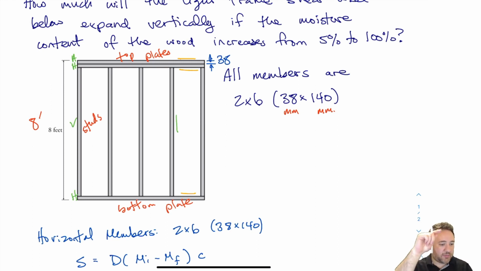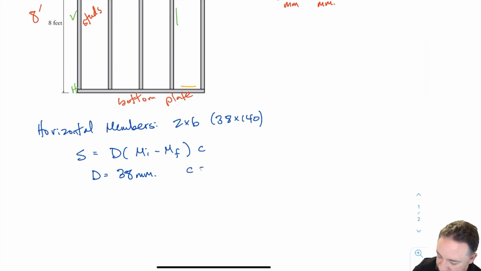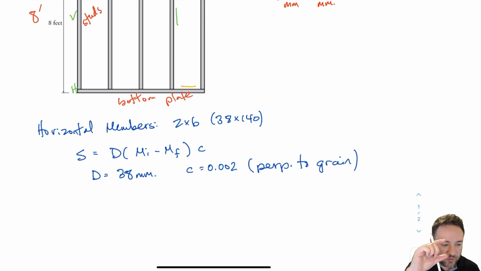I'm looking for the vertical dimension along this height. The horizontal member is lying flat like this. It's 38 in this dimension, 140 in the out of plane dimension. So the dimension I'm interested in is the 38, which is the thickness. That's the dimension that's going to expand or contract, in this case, expand. C in this case is going to be 0.002 because we're perpendicular to grain, perp for short, because I'm expanding a width or a height of the cross section, not the longitudinal length of the section.